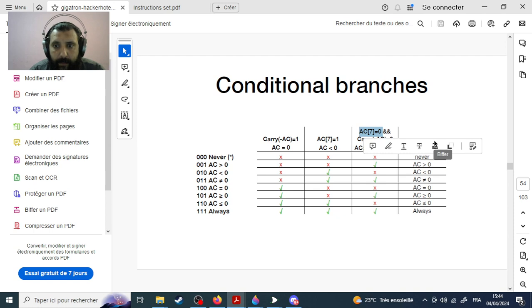AC 7 equals zero. Means? That means positive number. Very good. Or positive numbers. Or zero. The zero too. The zero is not positive. We have positive numbers, negative numbers, and we have zero. If you have the sign bit equal to zero, we have two possibilities. Either it is a positive number or it is zero value. Do you understand that?